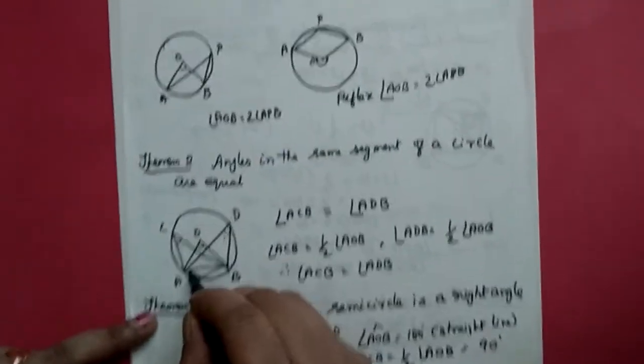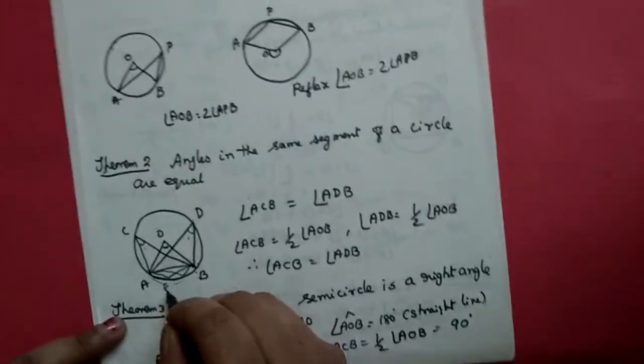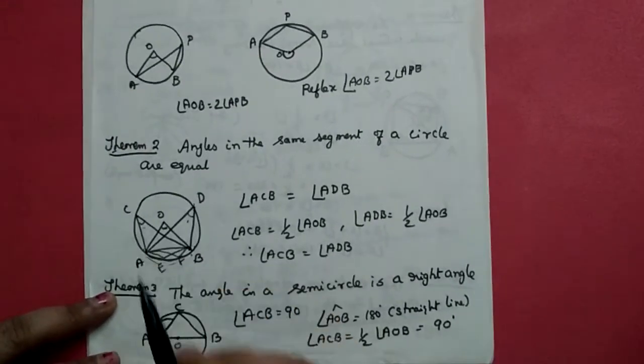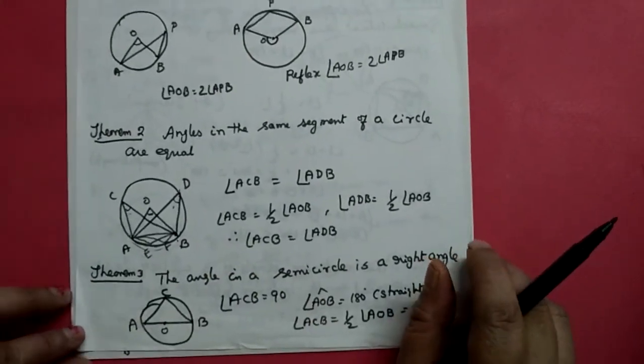Now this angle, E, F. So AEB is equal to AFB. The end points should be the same. You have to remember.